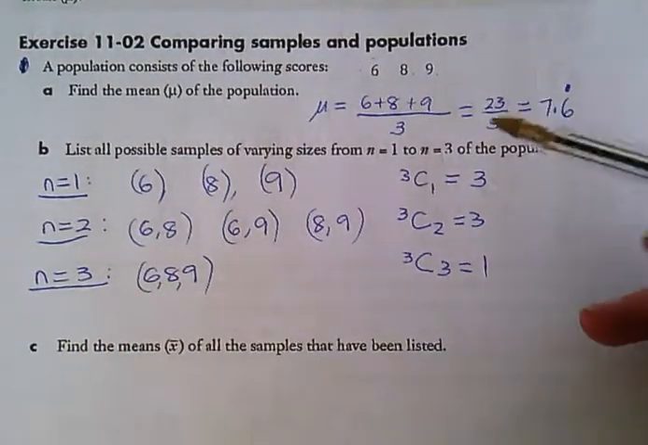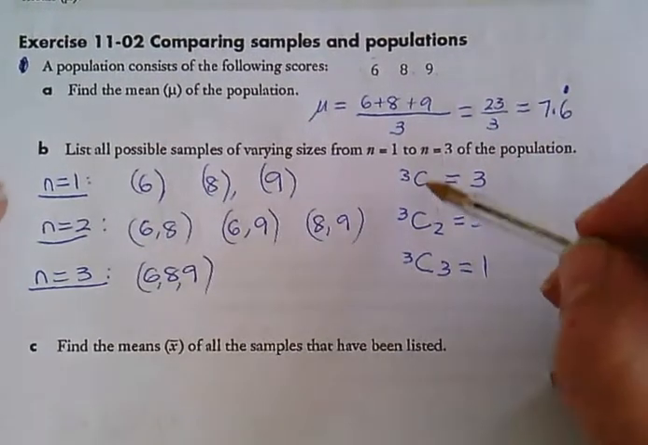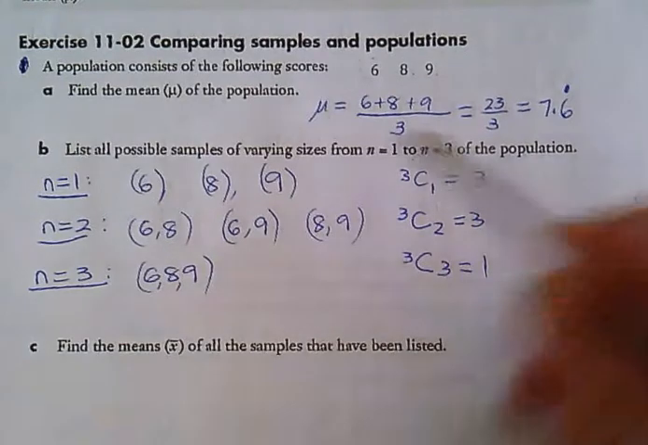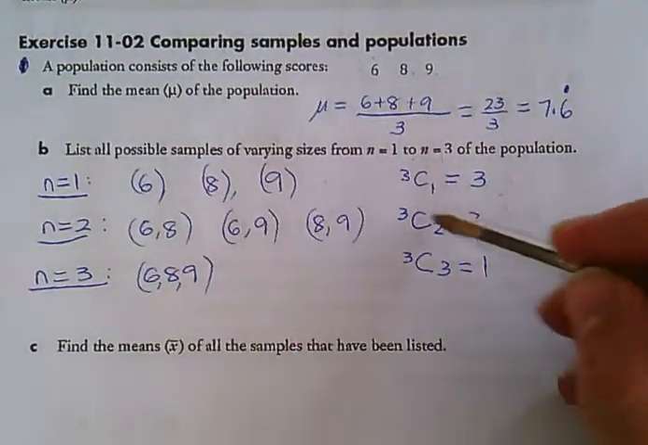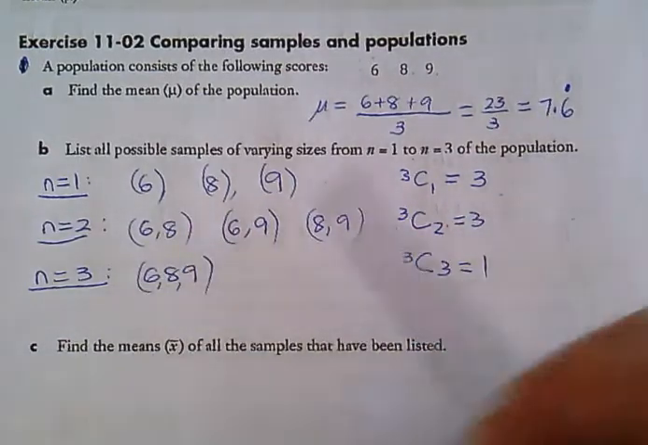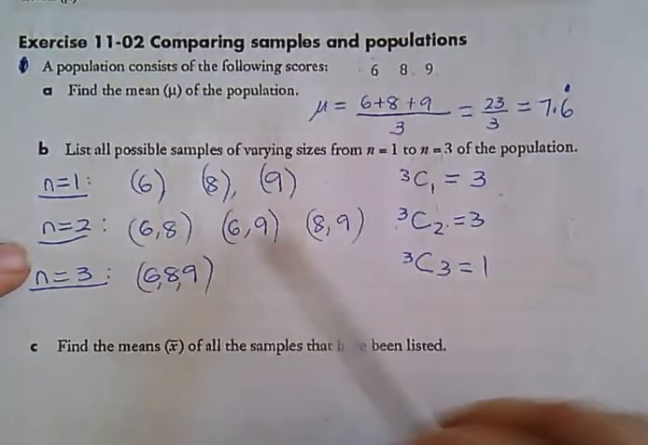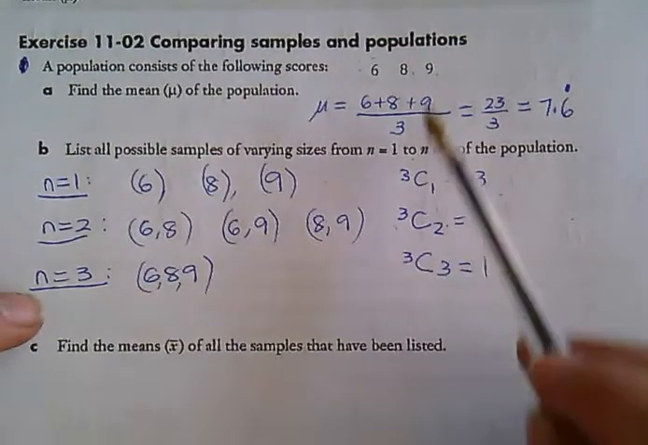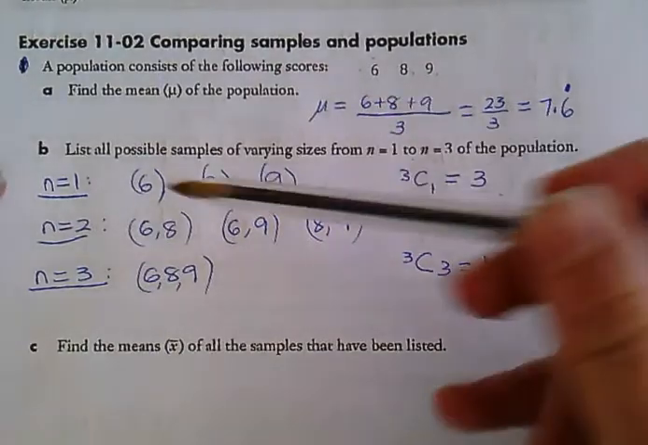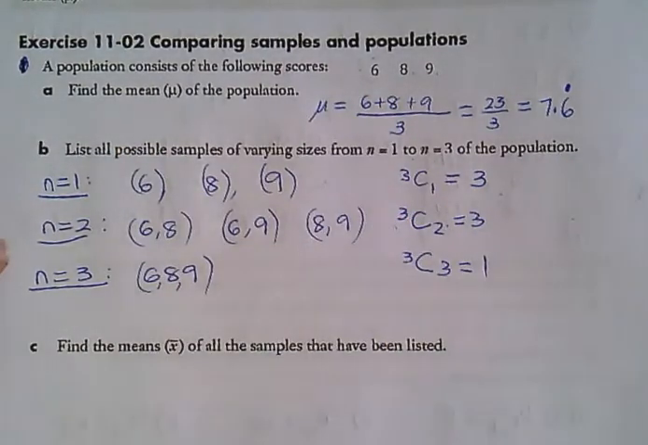So last lesson in exercise 1101, we were seeing how many ways you can choose one number out of 3. 3 choose 1: there are 3 ways. How many ways can you choose 2 numbers out of 3? 3 choose 2: 3 ways. Look, I've just chosen 2 numbers out of those 3. How many ways can you choose 3 numbers out of 3? 3 choose 3. That gives me my sample sizes: n is 1, n is 2, n is 3. n is the sample size.